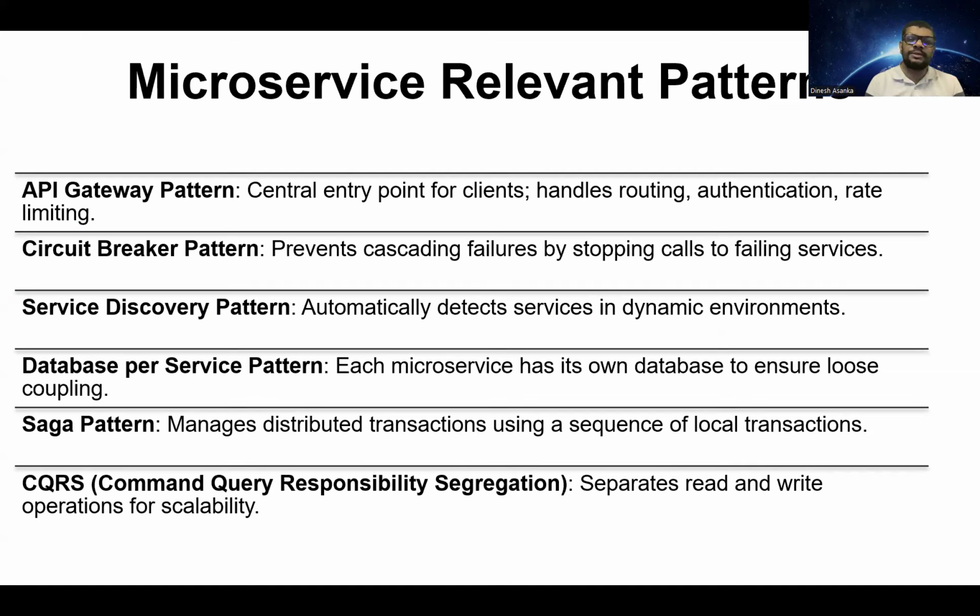Service discovery pattern. It automatically detects the services in a dynamic environment. Depending on the user needs, it will detect what the user needs and direct to the relevant service. Database per service pattern. In this one, each microservice will have its own database to ensure loose coupling.